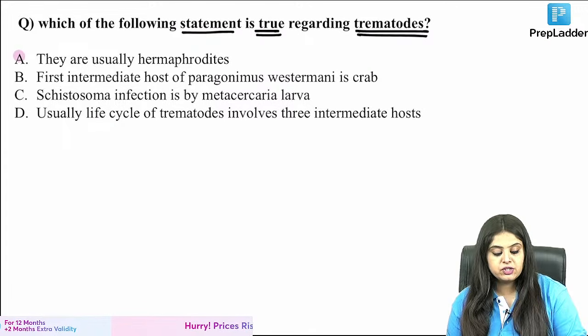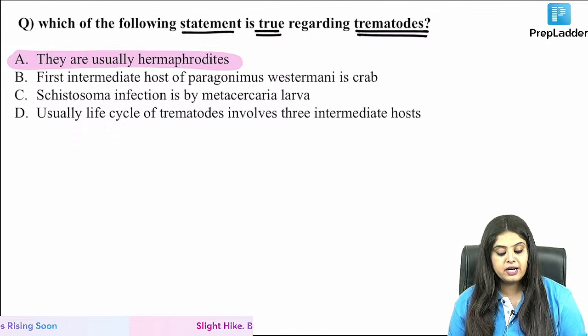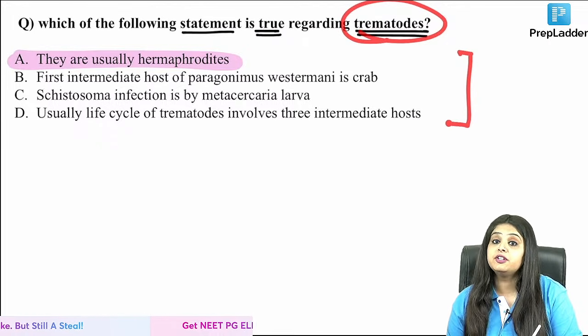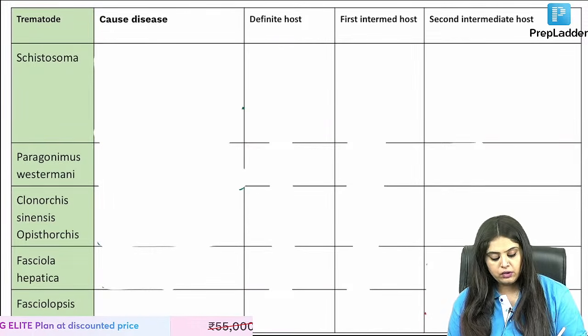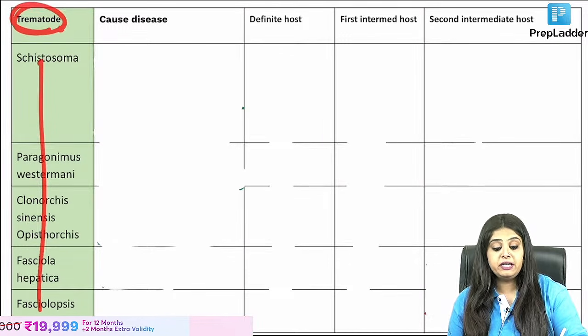Moving on. For this question everyone is saying the answer is going to be option A. They are usually hermaphrodites. Perfect, because now I will do the family of trematodes and then we will reassess this question, but your answer is correct. So what all is going to come under hermaphrodites? Everything is going to come, ma'am. All of these are going to be trematodes.